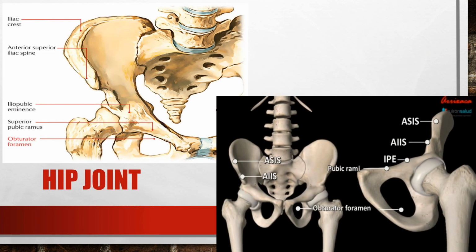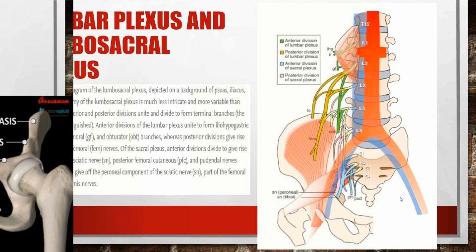So this is the anatomy, the body structure of the hip joint. The most important landmarks are the anterior superior iliac spine from the iliac bone, coming down to the anterior inferior iliac spine, then the iliopubic eminence and pubic rami, and also the obturator foramen.